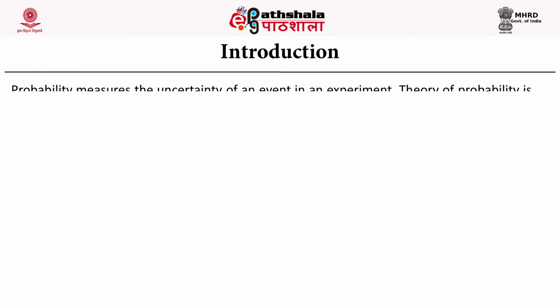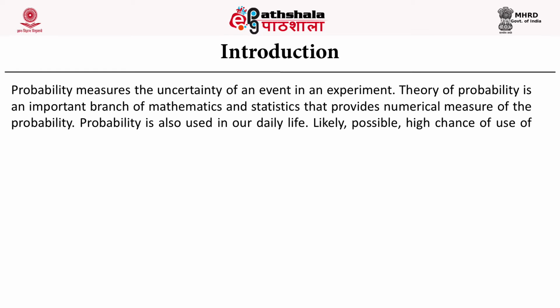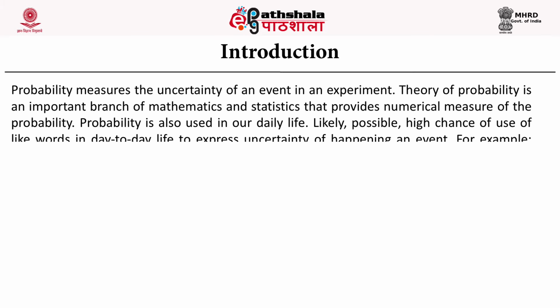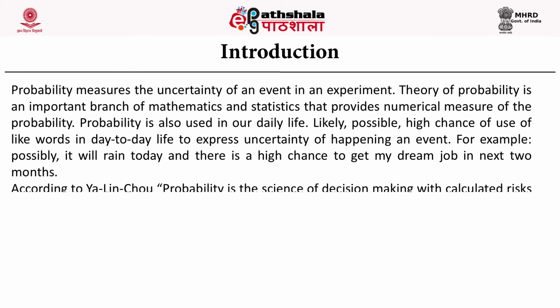Probability measures the uncertainty of an event in an experiment. The theory of probability is an important branch of mathematics and statistics that provides a numerical measure of probability. Probability is also used in our daily life. Words like likely, possible, and high chances are used in day-to-day life to express the uncertainty of an event happening. For example, possibly it will rain today, and there is a high chance to get my dream job in the next 2 months. According to Yaglom, probability is a science of decision making with calculated risk in the face of uncertainty.